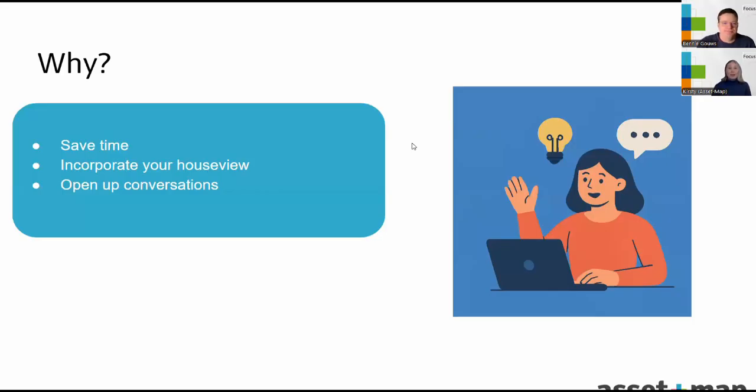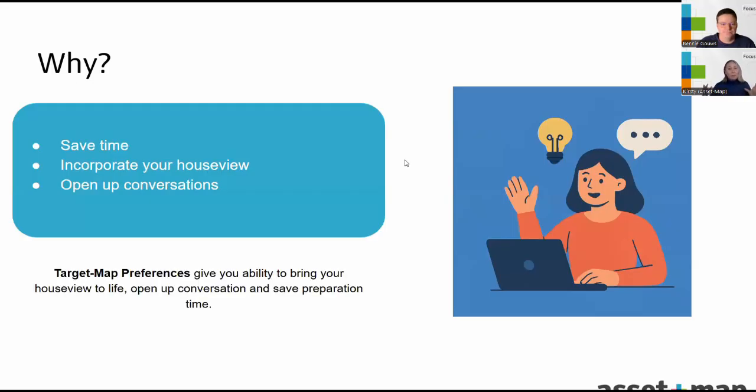But it's also a great way of incorporating your house view, of bringing that to life, of putting in what are the things that you want to talk to clients about when it comes to retirement or in the event of death or disability. So this change gives you the ability to save time, incorporate your house view, but also open up the conversations that you want to talk to clients about in each of those events. So we're going to talk through each of them, and I just want to go through a couple of things to think about when setting up your preferences for each of the different target maps.